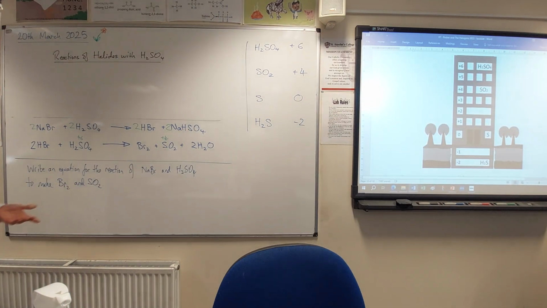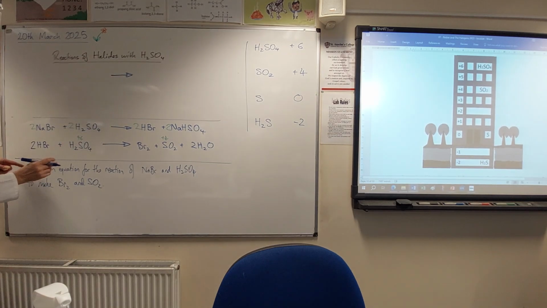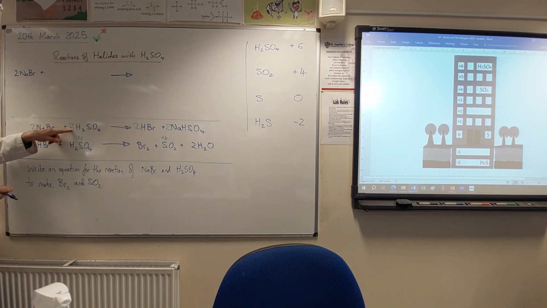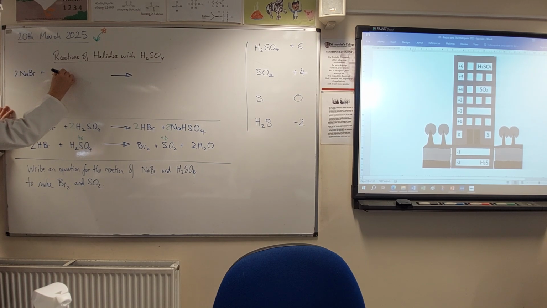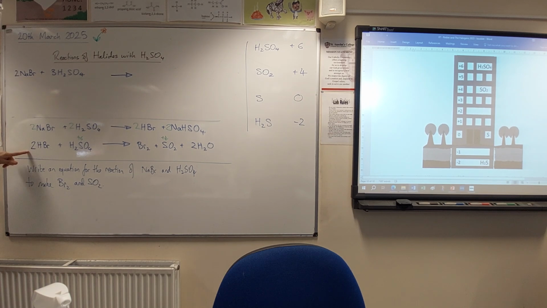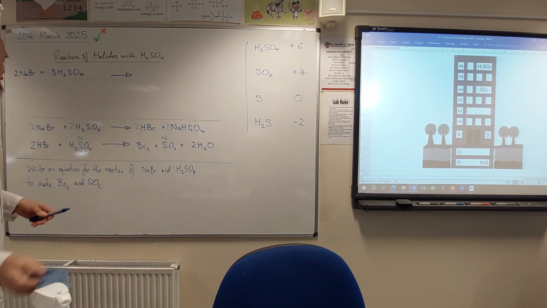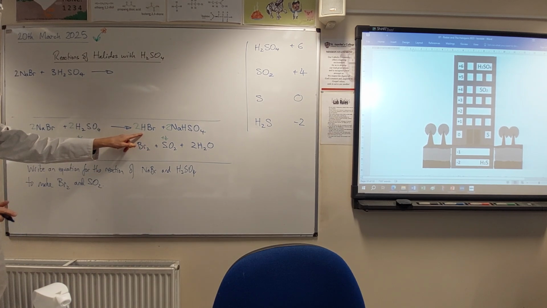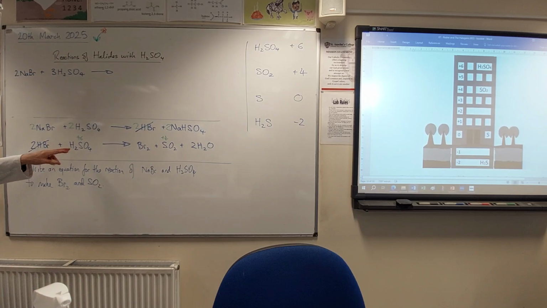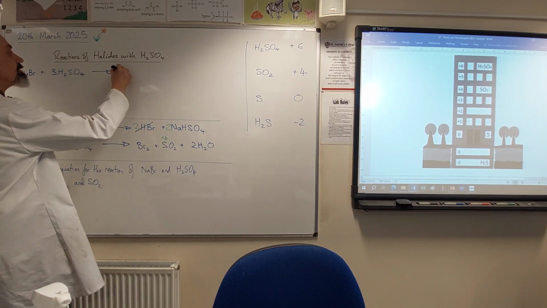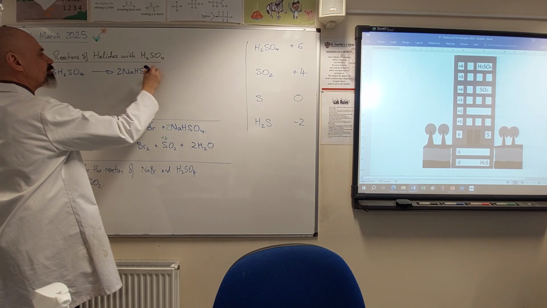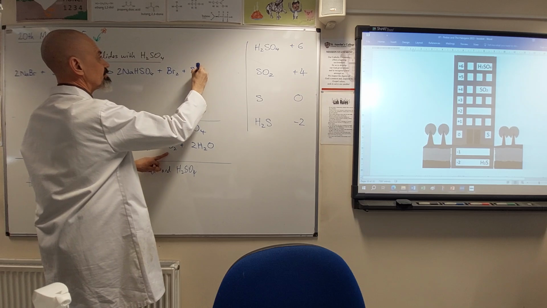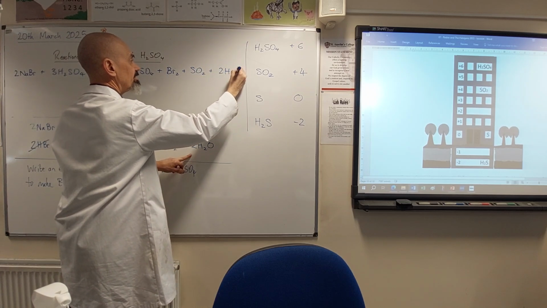I can add everything on the left to everything on the left. So I'll get the 2 NaBr's, and of course I've now got 3 H2SO4's, and then the HBr's will cancel. I'll just move that over. The 2 HBr's have cancelled by design. 2 NaHSO4, and then everything else on the right, Br2, SO2, 2H2O.